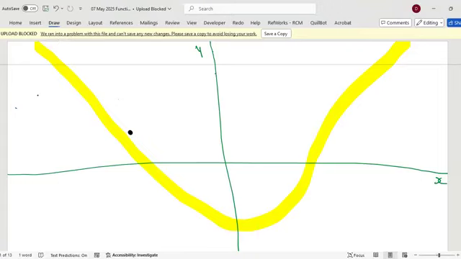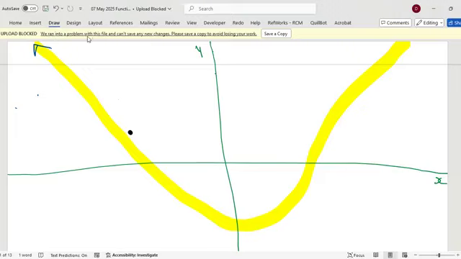Let's just say this is our graph. The arrow is there, and then the arrow is there. What does the arrow mean? Continue, continue, continue forever and ever. So the graph is continuing. Up to which point, we don't know. But it's going to continue.